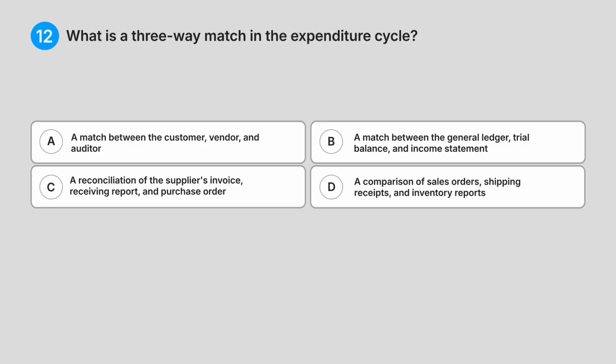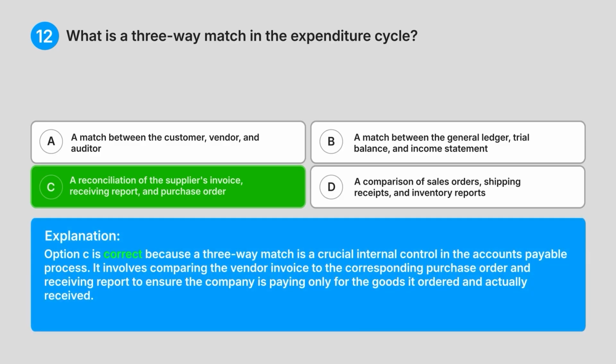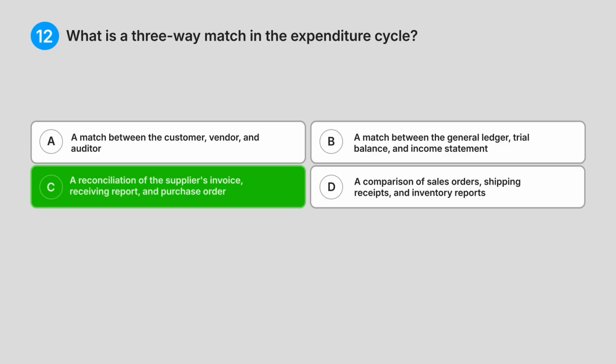Correct answer, C. A reconciliation of the supplier's invoice, receiving report, and purchase order. Explanation. Option C is correct because a three-way match is a crucial internal control in the accounts payable process. It involves comparing the vendor invoice to the corresponding purchase order and receiving report to ensure the company is paying only for the goods it ordered and actually received.